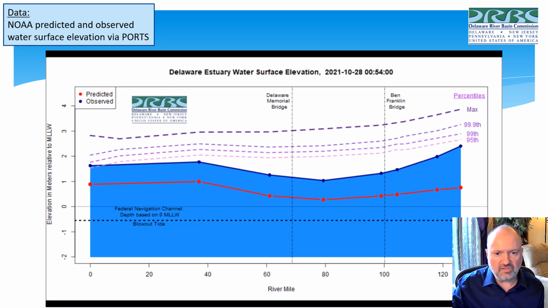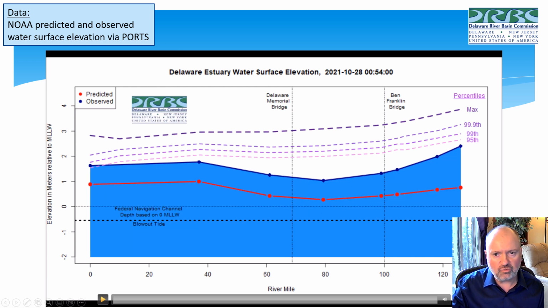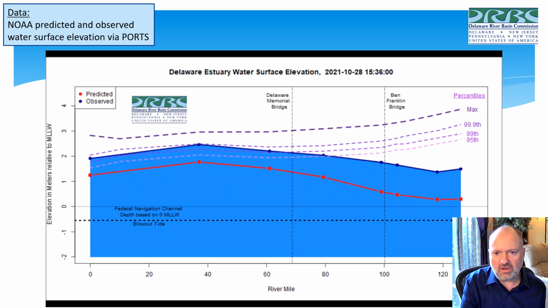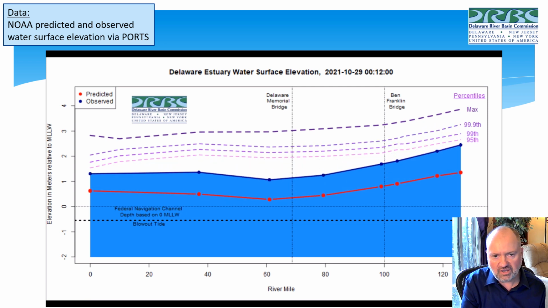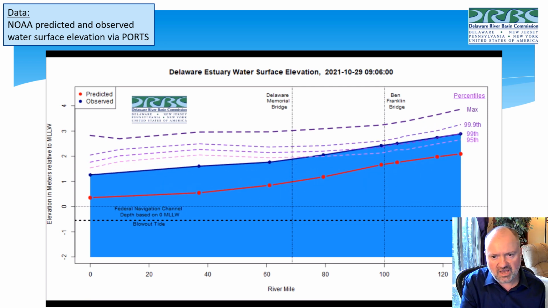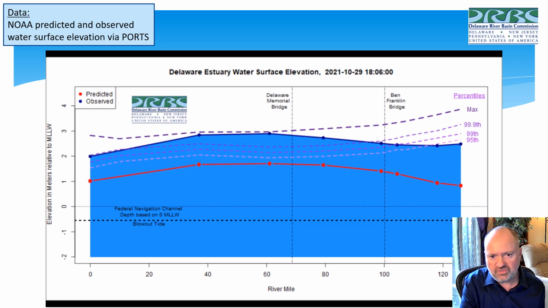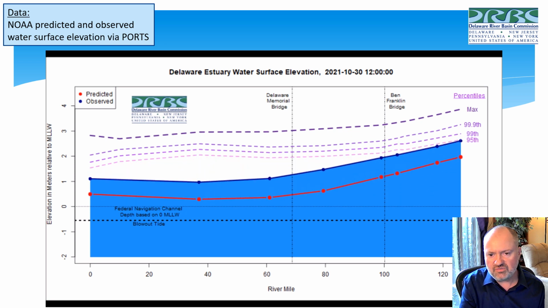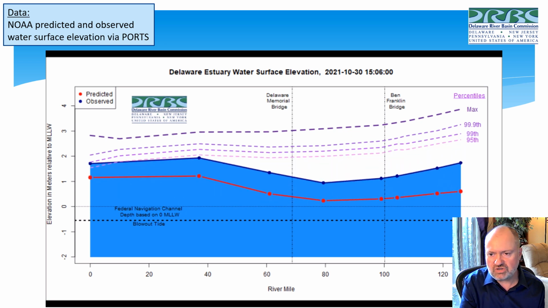We also get flooding in the estuary as well. And so again, same idea. We can pull the data from NOAA ports, water surface elevation data, and we can animate that flood wave. This estuary flood happened around Halloween of 2021, and we can see that the top dashed line there is the maximum observed water surface elevation for the period of record. And this Halloween flood almost reached that maximum, not quite, just a little bit below it.